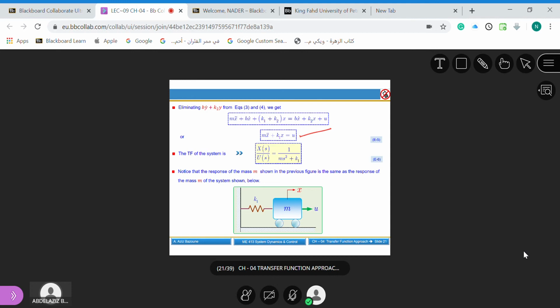Now if we take the Laplace transform of both sides of this one, this will give you (m s squared plus K1) X(s) equal to U(s). If you take the ratio X(s) over U(s), this will give you 1 over (m s squared plus K1). So it is as if these two springs have no effect with the damper. The damper and the two springs will be absorbed by the effect of the damper, and your system will be exactly the same as this one. So the previous system is equivalent to this one. The output is X(s), and the input is U(s).